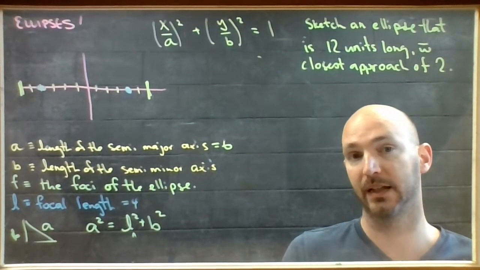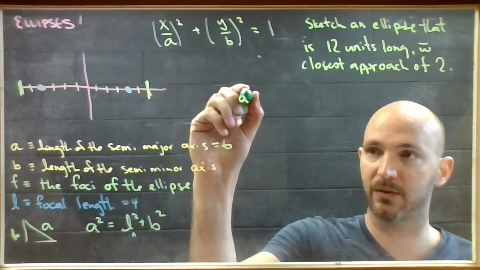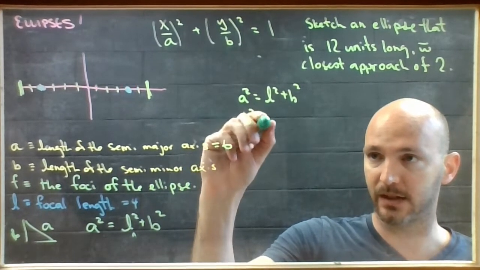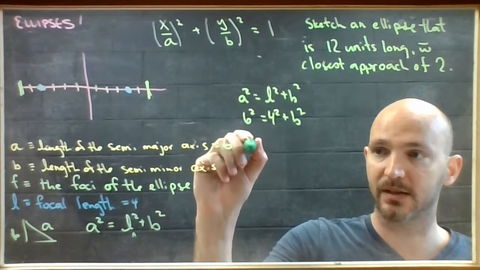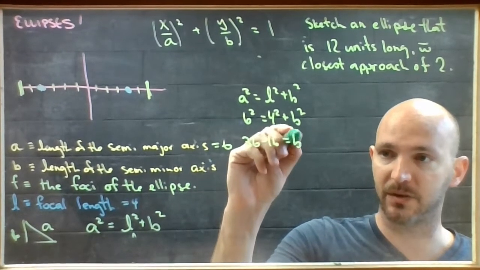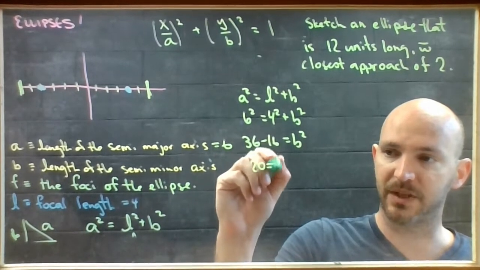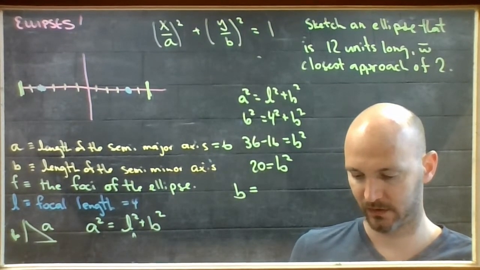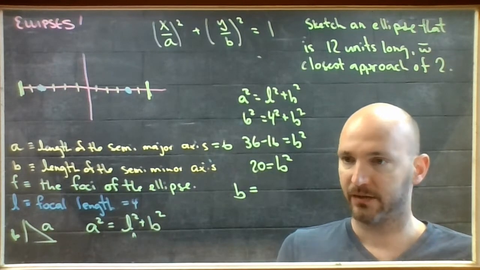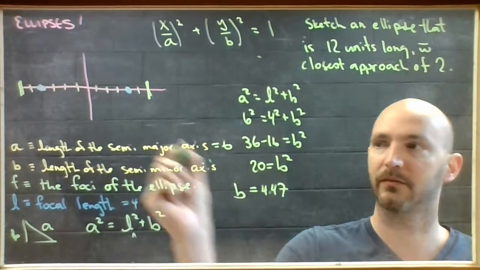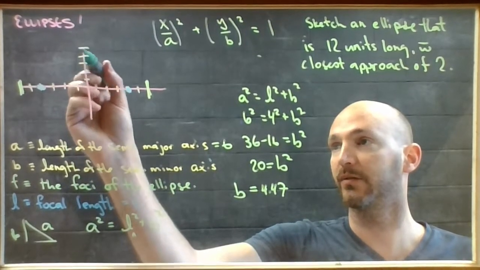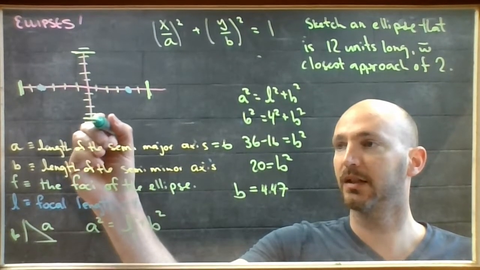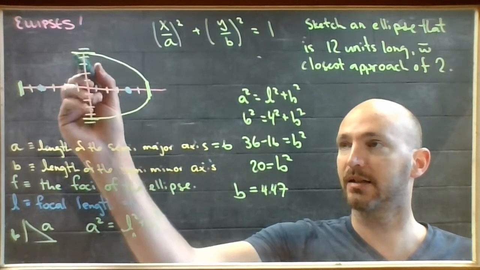The only thing left to calculate then is the length of my semi-minor axis. So A squared is L squared plus B squared. This is 6 squared equals 4 squared plus B squared. 6 squared is 36. Take out 16 gives me B squared. That's 20 equals B squared. B is the square root of 20, which is somewhere more than 4, 4.47. So somewhere halfway between 4 and 5 is my semi-minor axis, so I have something like so.